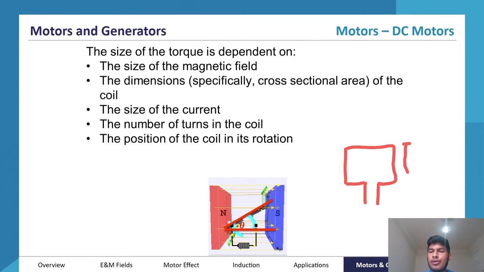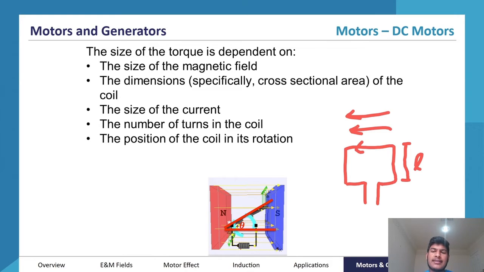Now this length is important because that's the length that's within the magnetic field, right? The other length is also in the magnetic field, but it's parallel to the magnetic field. So if the magnetic field is going something like that, it's parallel to the magnetic field, so it doesn't actually do anything if you think back to the motor effect and the right-hand rule.